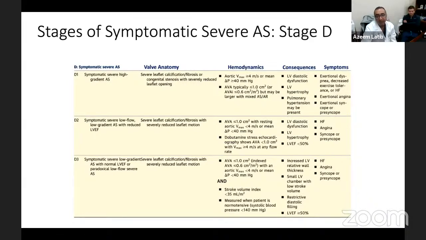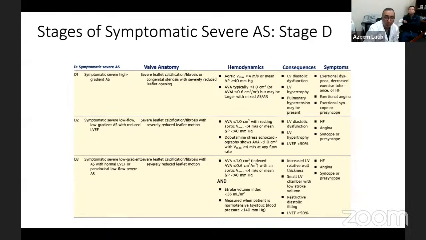And then they also clarify D3, which are the patients who are symptomatic. They have severe low gradient AS with a normal ejection fraction, or what's called paradoxical low flow severe AS. These are usually patients with preserved ejection fractions, with a small left ventricle, with low stroke volume, increased wall thickness, and restrictive diastolic filling, who have a valve area less than 1, index less than 0.6, with a velocity less than 4, and pressure less than 40. So very similar to D2, but the difference is the ejection fraction here is normal.